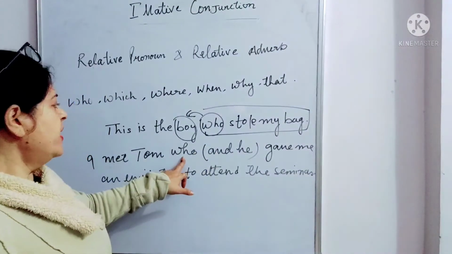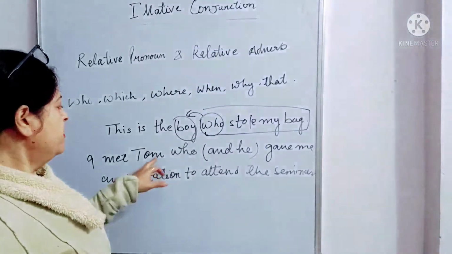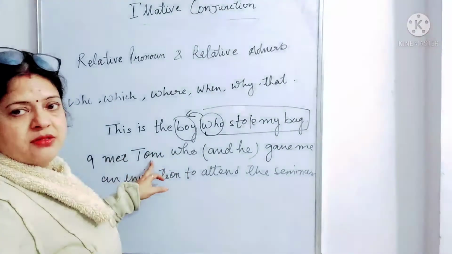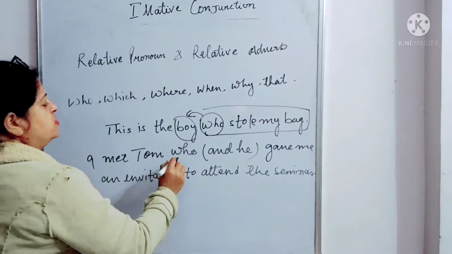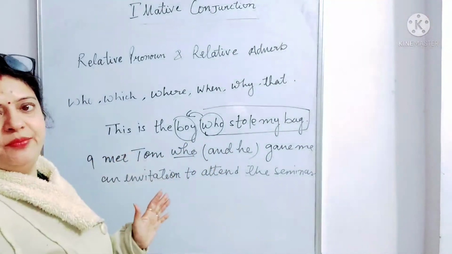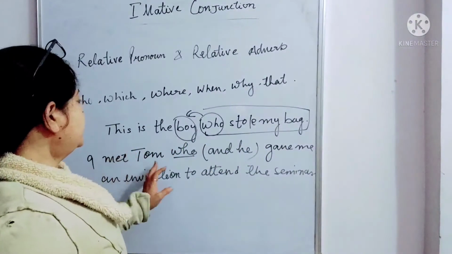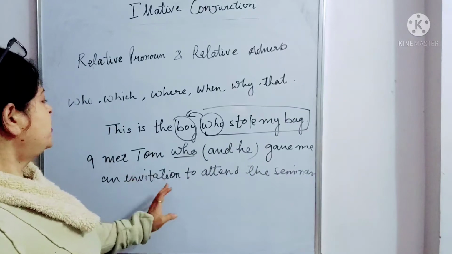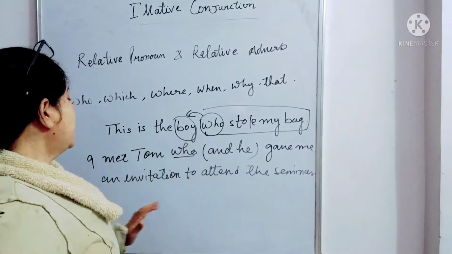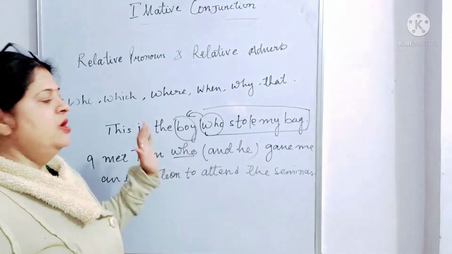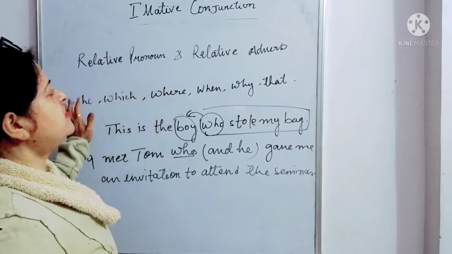So here, who is not describing Tom after coming after this noun, Tom, but who is used to show continuation. And we are getting the impression of "and he." I met Tom and he gave me an invitation to attend the seminar. So, I met Tom who gave me an invitation to attend the seminar. So it is called a compound sentence, where we are using this relative pronoun.